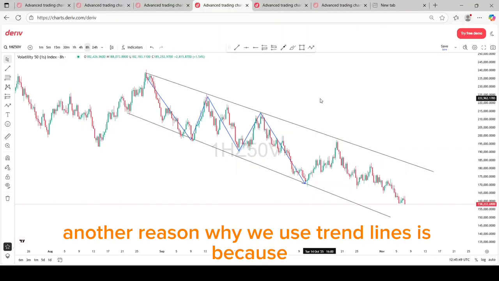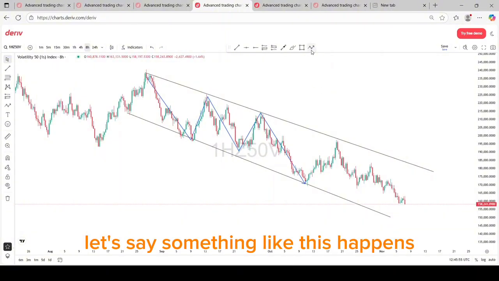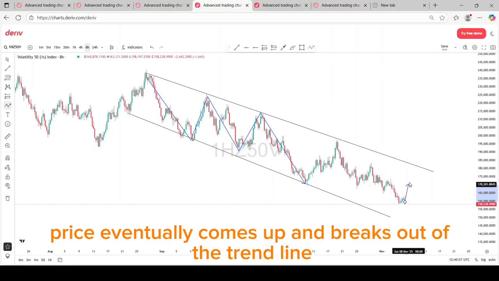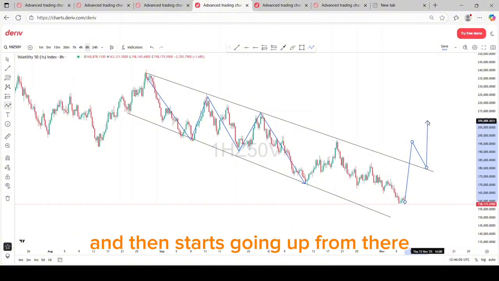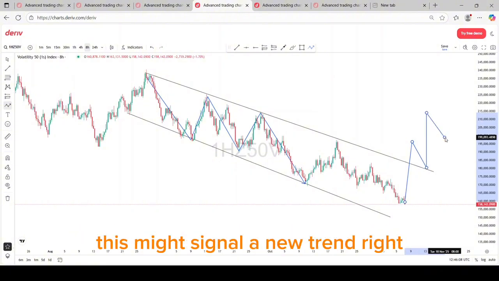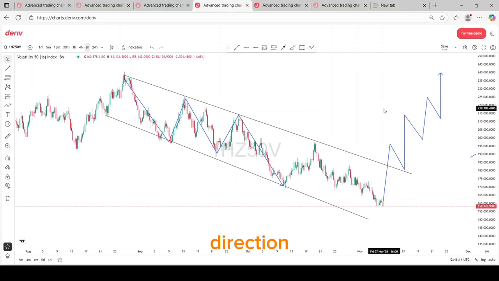Another reason why we use trend lines is because they tend to signal a trend reversal. Let's say something like this happens: price eventually comes up and breaks out of the trend line, then pulls back into the trend line and starts going up from there. This might signal a new trend. This might give us an idea that the market is about to change direction.